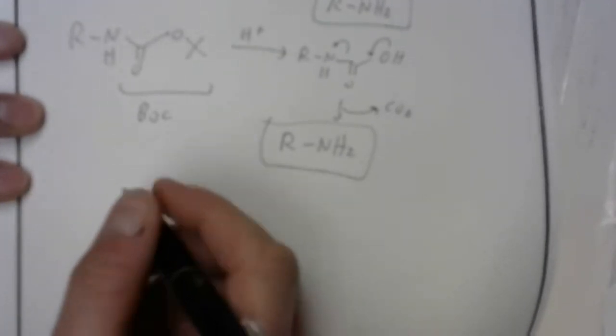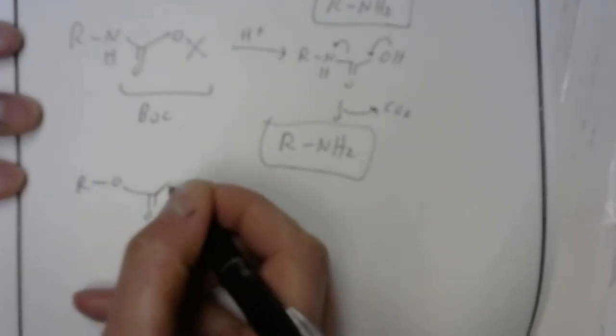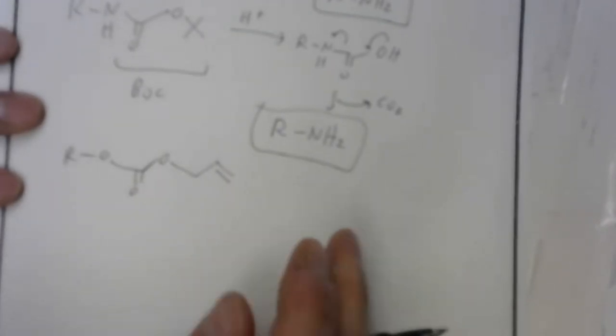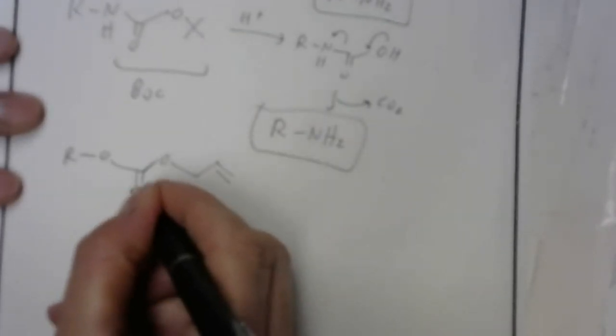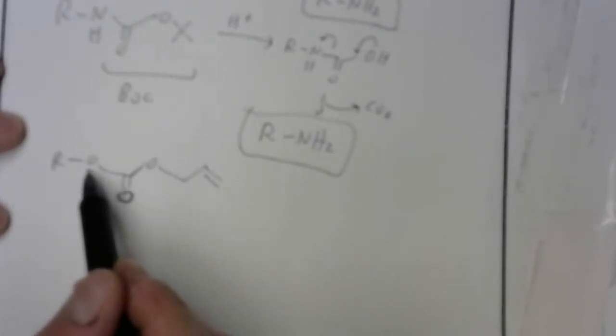I just want to show one last thing. Sorry, I think we might need this for the homework, so I just want to show this one last variation. One last thing, and then you'll actually have a little bit more of an understanding of protecting groups. All right, what did I do here? Now I just have an alcohol.